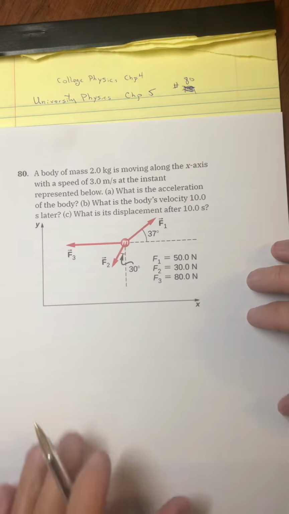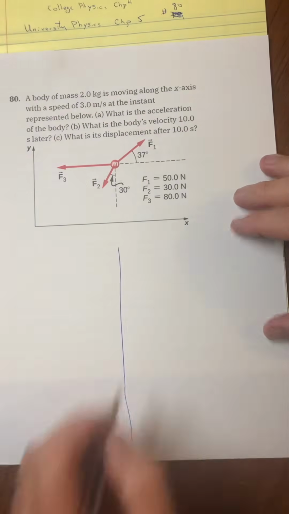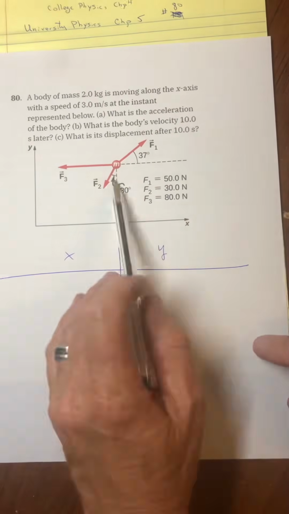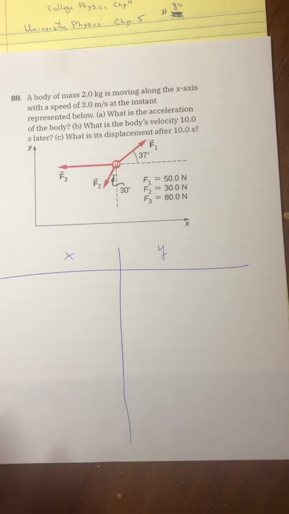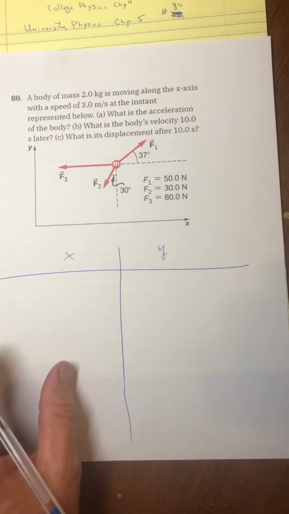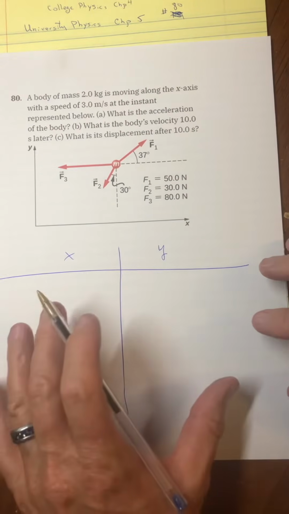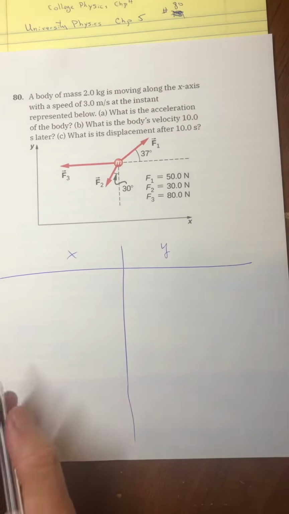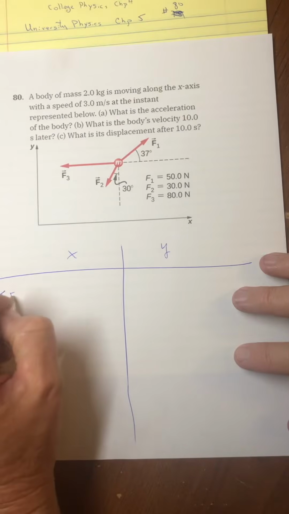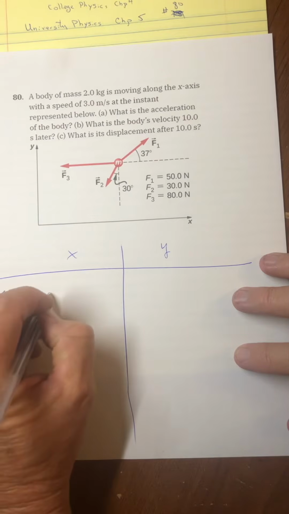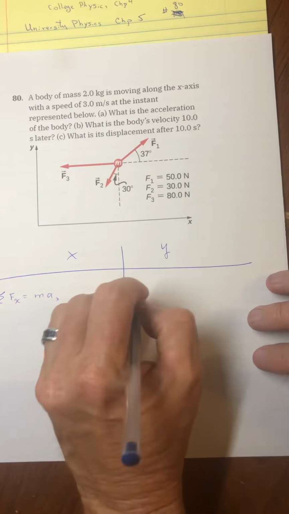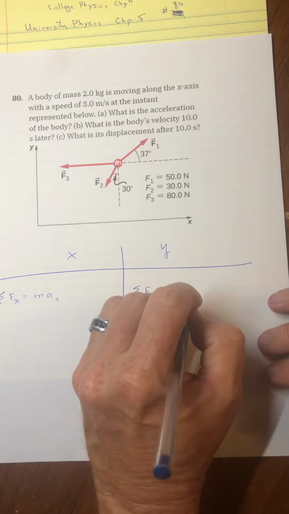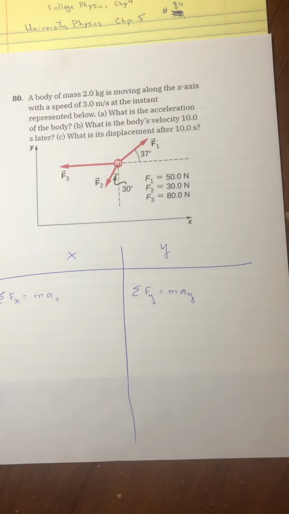So I'm going to start this problem by dividing my paper into x and y. And looking at these forces, I have a feeling I'm going to have an acceleration in both x and y. That probably will come into play in B and in C. All right, so I'm going to add up the forces in the x direction and set it equal to mass times acceleration in the x direction. And likewise, I'm going to add up the forces in the y direction and set it equal to mass times acceleration in the y direction.